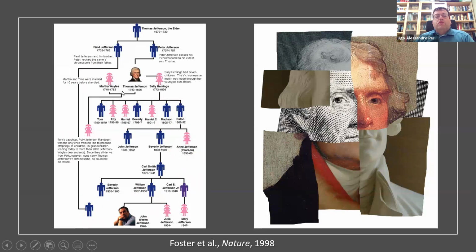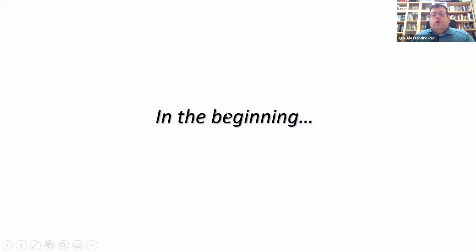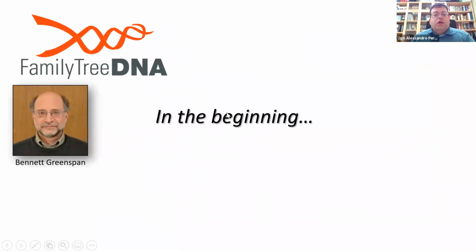Now, this does not prove that Thomas Jefferson was the father of Easton. It could have been Thomas Jefferson's brother or another male relative that had a relationship with Sally Hemings, but historical closeness would have probably indicated that that was the man that we're talking about. So just really quick, how did it start?